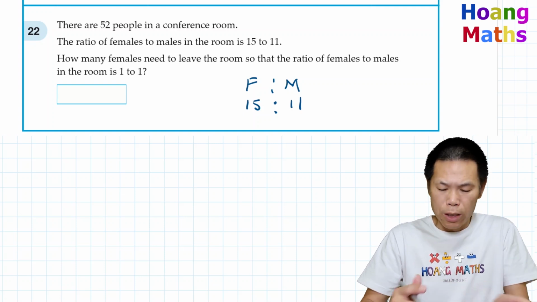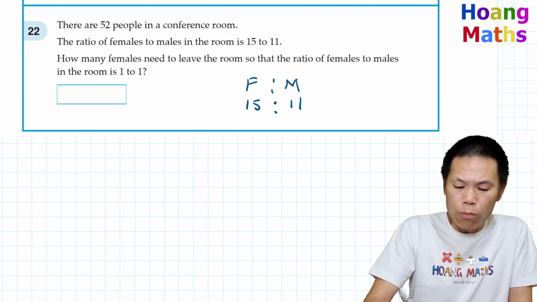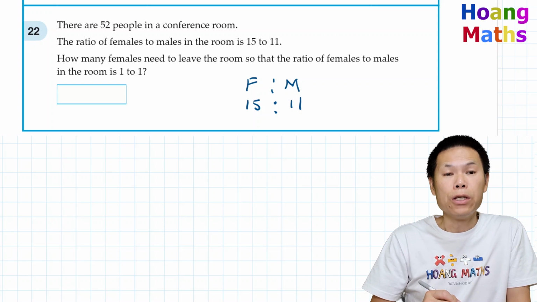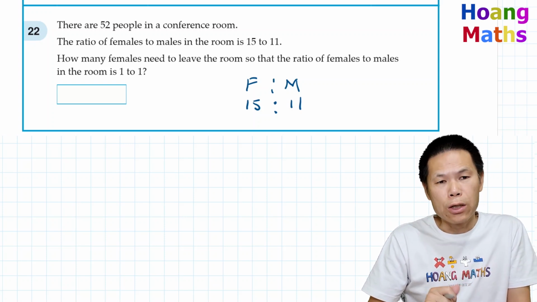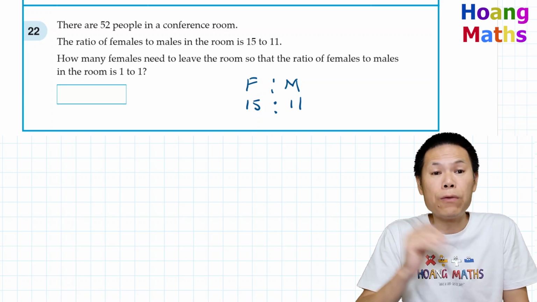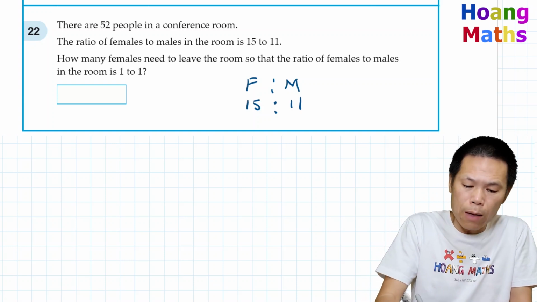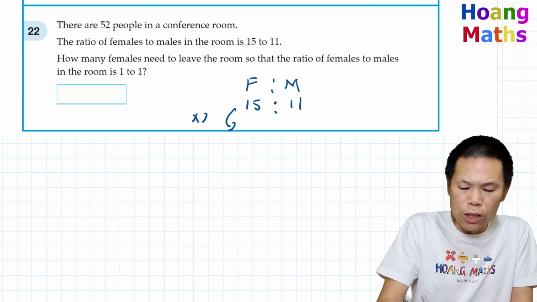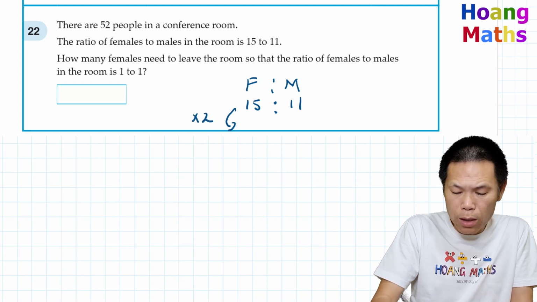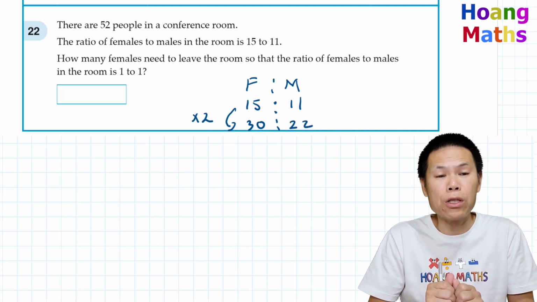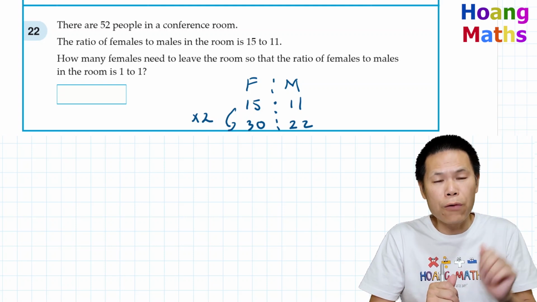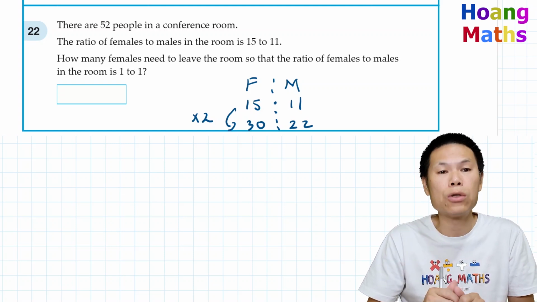Okay, keep that in mind. So now at the moment it is 15 to 11. So the two numbers add up to 26. So therefore we need to have 52 people. So if I scale this up by 2, I just times this by 2, that will give me 30 to 22. So if we add them up, that will give us 52. So in other words, 30 females and 22 males.